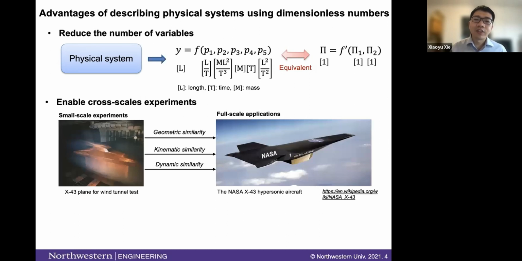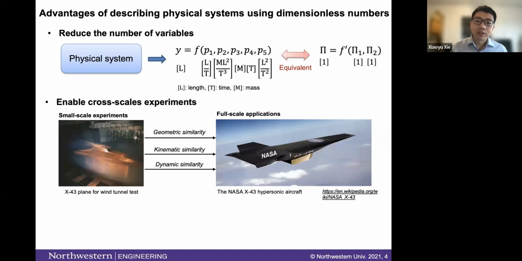The second advantage is that it enables coarse scale experiments. For example, when designing a hypersonic aircraft like the X-43 plane, we can conduct small scale experiments in the laboratory. All we want is to make sure these small scale experiments accurately reflect the behavior of the full scale applications. So how can we do that? We need to ensure geometric similarity, kinematic similarity, and dynamic similarity. By ensuring these similarities, we can make sure the 2 experiments are the same.